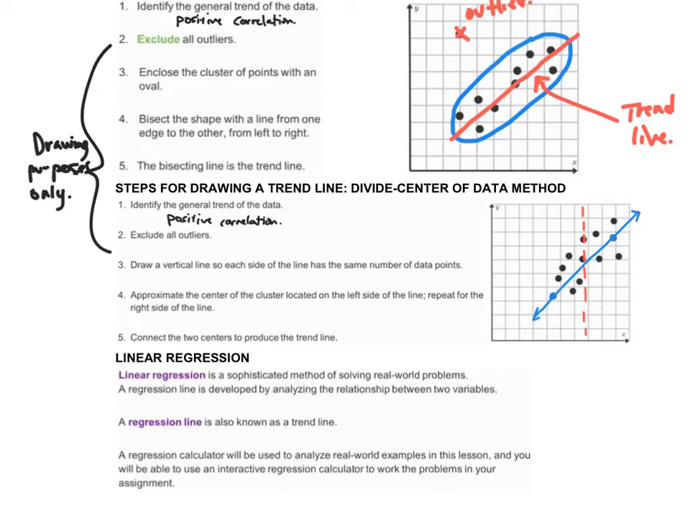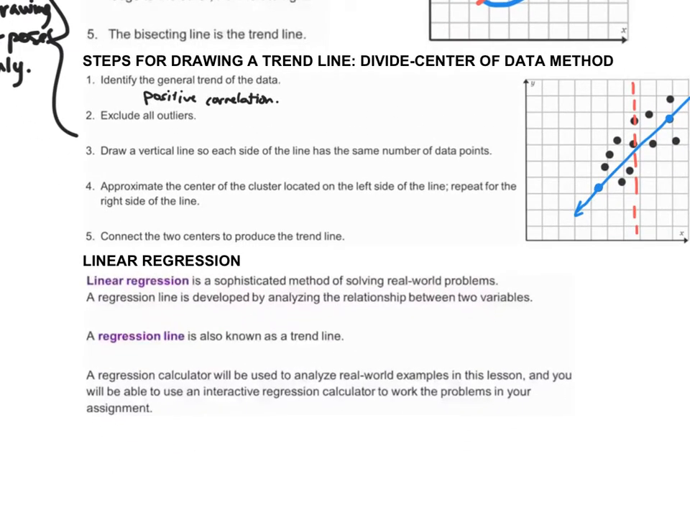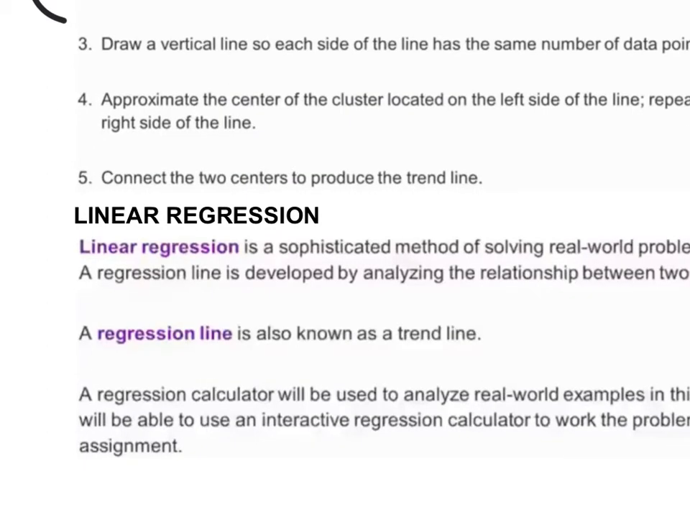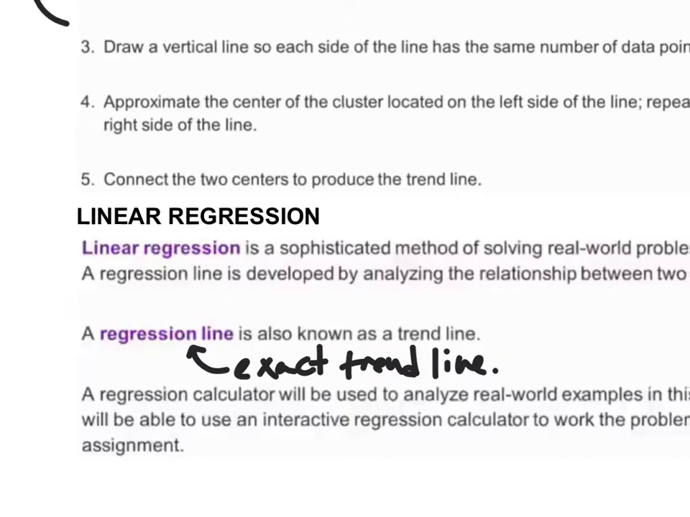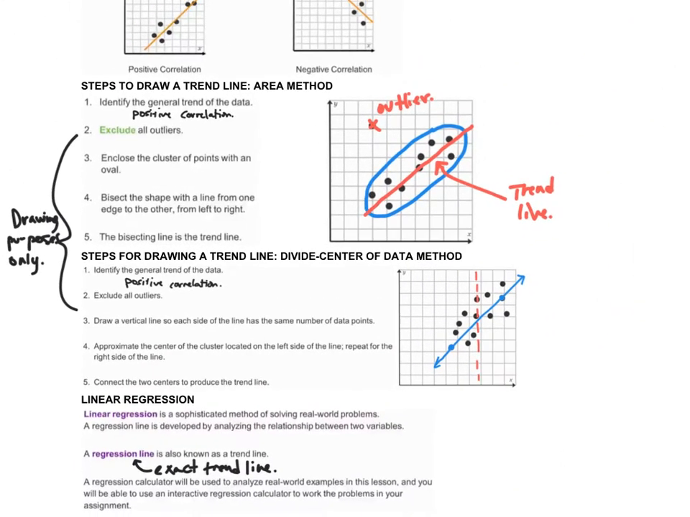So in Edgenuity, you will have this. Now, we can also do this in Desmos. We're going to show you that too. So the linear regression is going to be an exact trend line, where we use computers to draw that trend line, and that's what we got. So let's go to the next page.